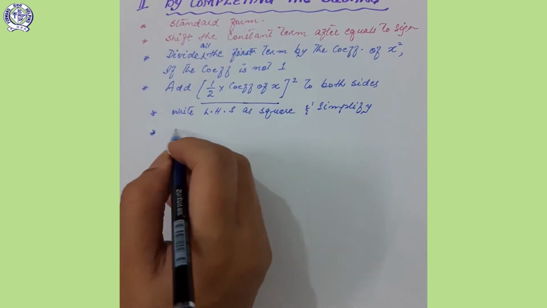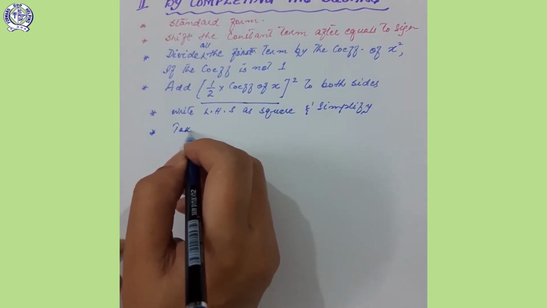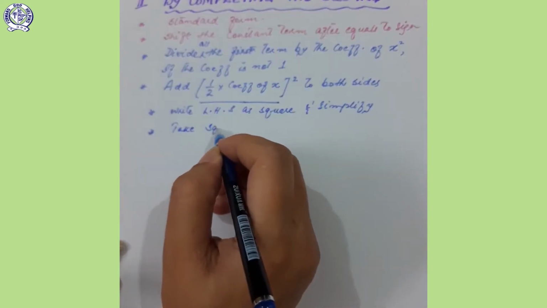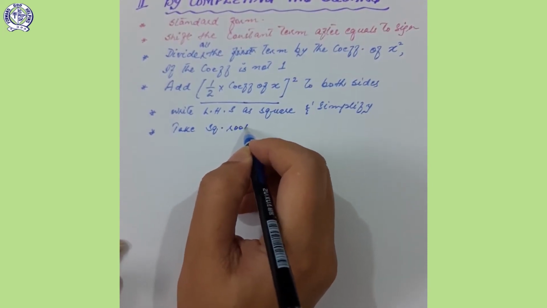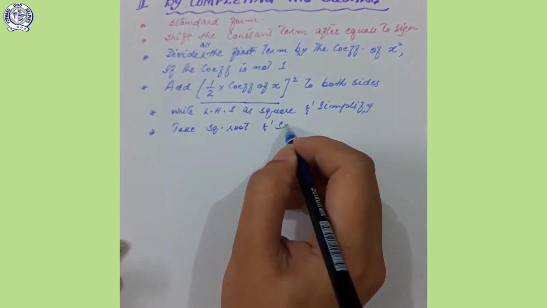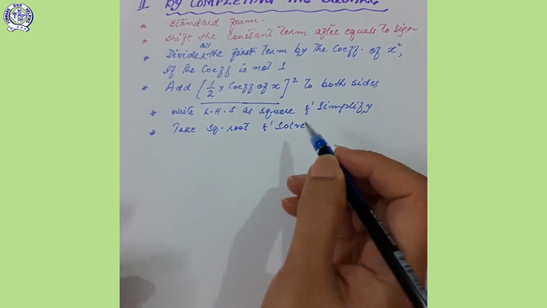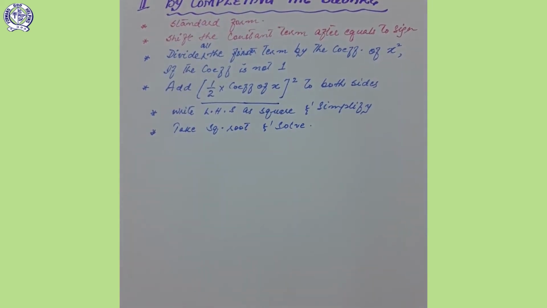Then take square root and solve. Last step: square root and solve. After square root, you will solve it further. So these are the few steps which you have to keep in mind before solving. Now I'll give you an example so that you can understand how we will apply all these steps.